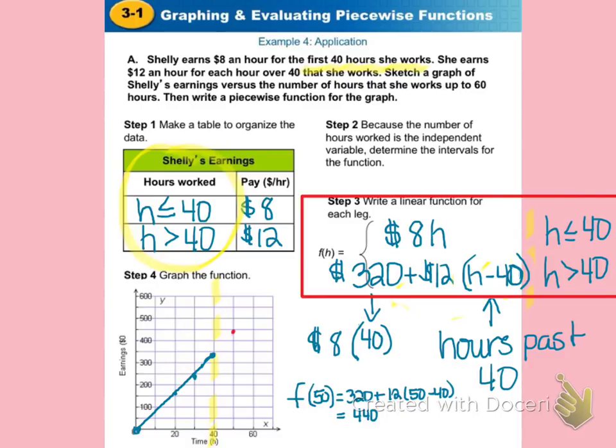At 60 hours, it would be $560. And we could even see if she worked 41 hours, what that would be. So at 41 hours, that would be 342. So that's back over here just past 40. So that would just be barely past this line right there. And so essentially what's going to happen is this graph's going to take over after 40 hours, and it's just going to be a little bit steeper line. And that's because the slope of this line is now $12 an hour for that piece of the graph.